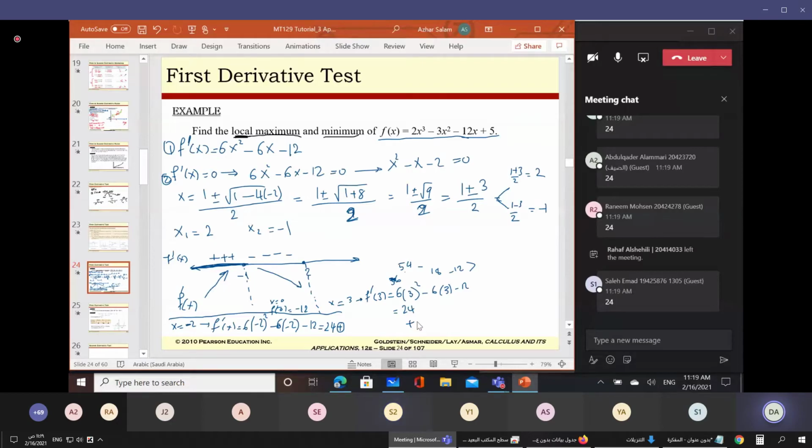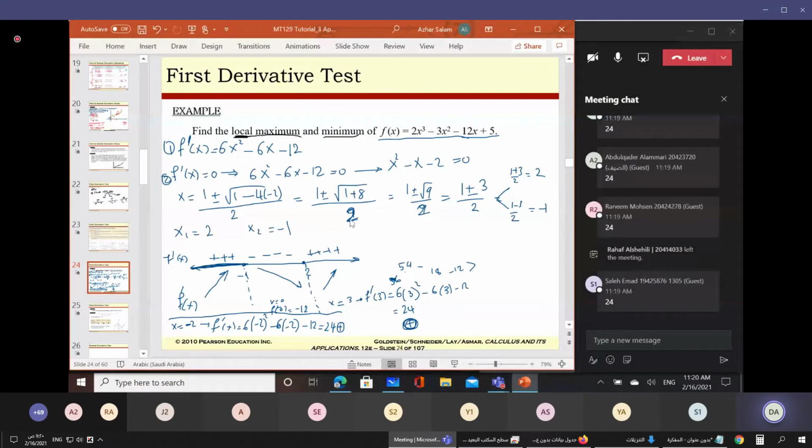The value is not important, the most important thing is the sign. I make sure that the sign is positive or negative. So it will be positive for all values here, so the function will be increasing.